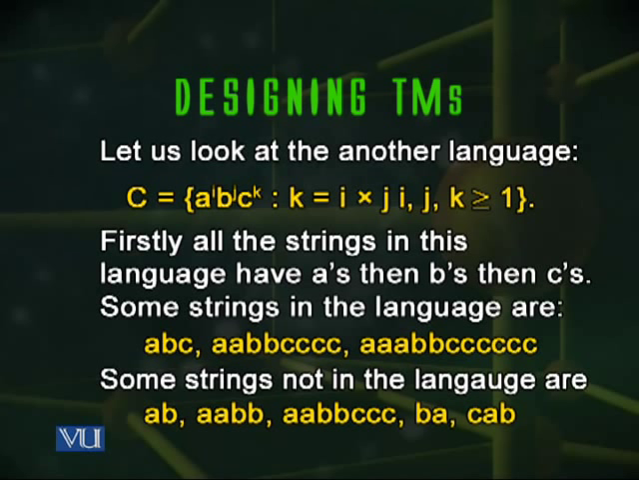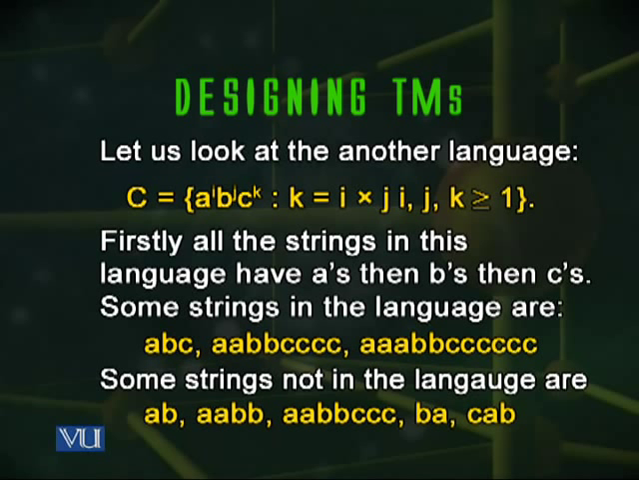For the same reason, AABB is not in the language. AABBCCC is not in the language because we have 2 B's and 2 A's, and 2 times 2 is 4, so we were expecting 4 C's, but there were only 3, so this string is not in the language.